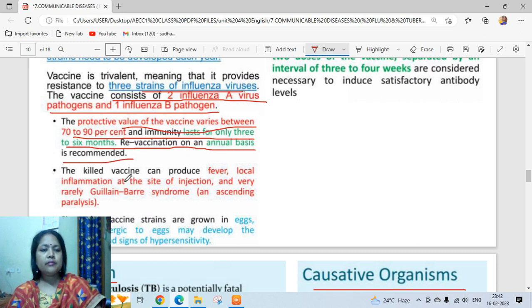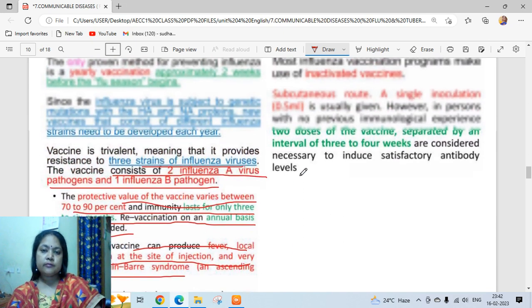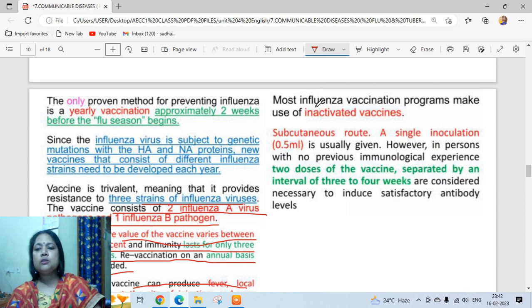The killed vaccine can produce fever, local inflammation at the site of injection, and very rarely Guillain-Barré syndrome. Since the vaccine strains are grown in eggs, persons allergic to eggs may develop symptoms and signs of hypersensitivity. Most influenza vaccination programs make use of inactivated vaccines and the subcutaneous route.